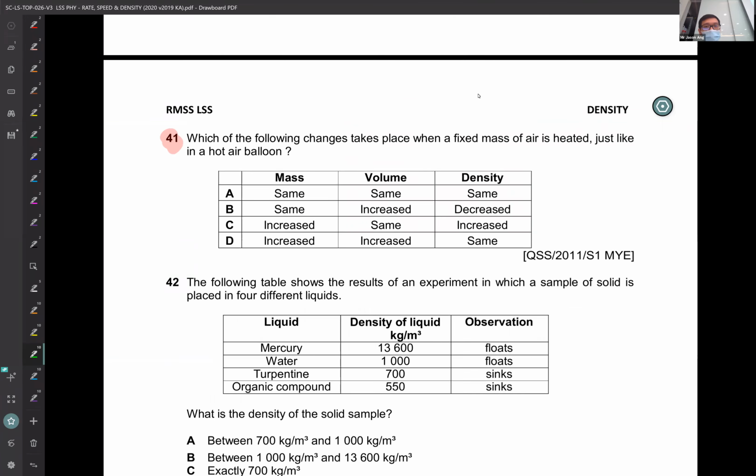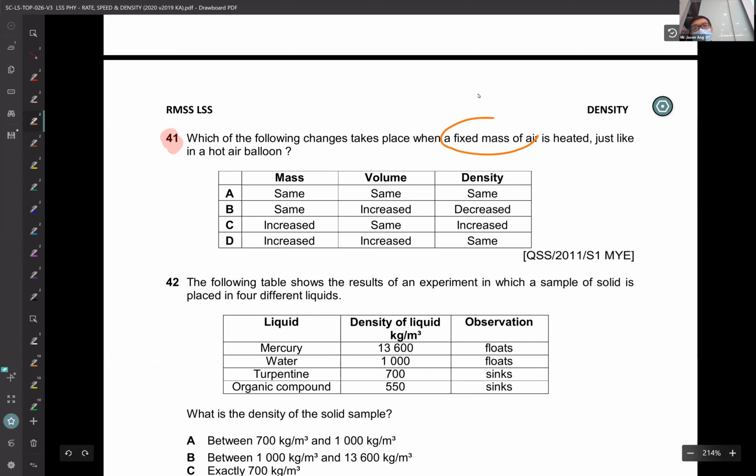Okay, 41. Which of the following changes takes place when a fixed mass of air is heated in a hot air balloon? I'm sure you roughly understand what a hot air balloon can do, right? It's going to rise higher and higher up. So what do you think is the density of the hot air balloon?